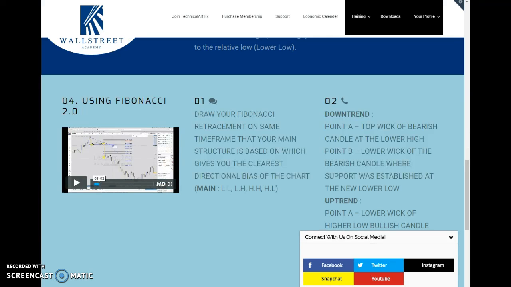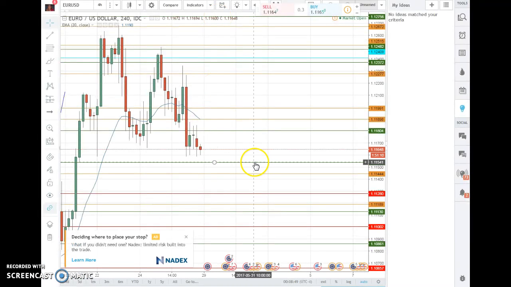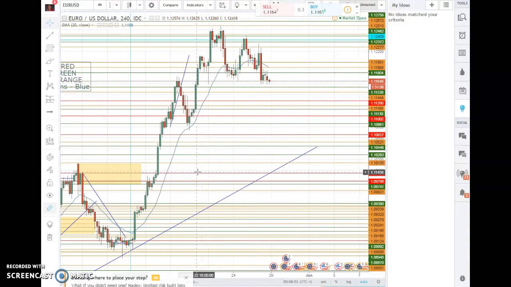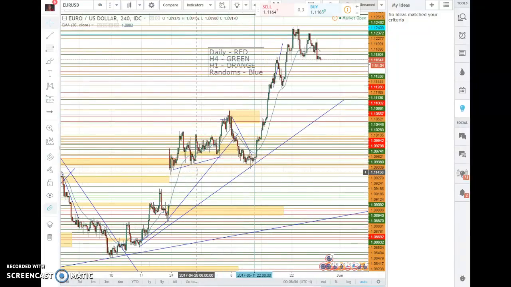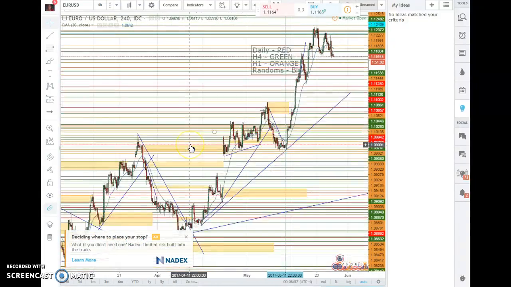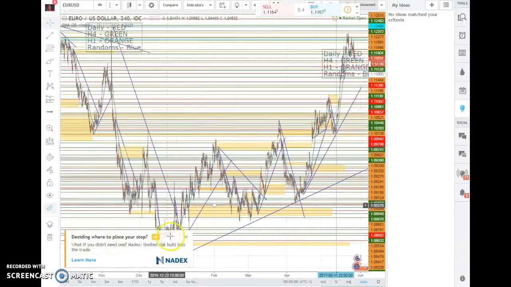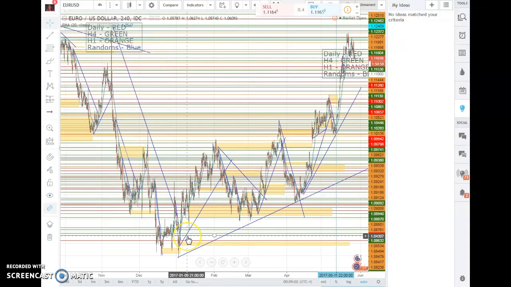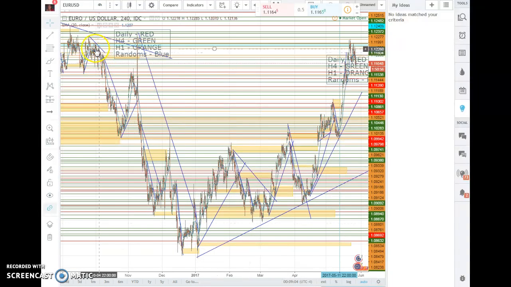Alright, so okay, so basically this is the Euro and USD, and it hasn't been this high since, let's see, October of last year.